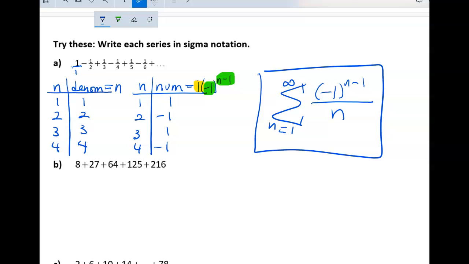Now the denominators, I made a separate table for those. And for the denominators, it looks like the denominators are exactly the same as the term numbers. So that means the denominators are just n, the same as the term numbers. All right, try B on your own. And hint, this is one where you may not want to start your counter or your index at 1.